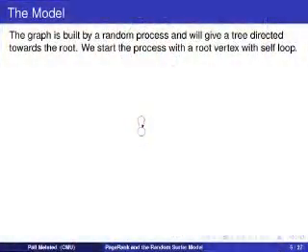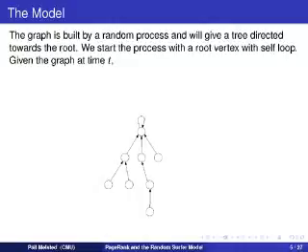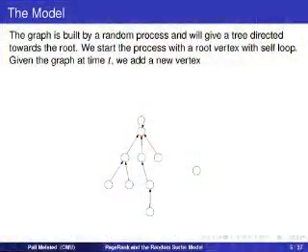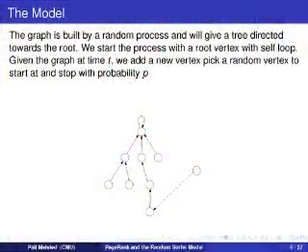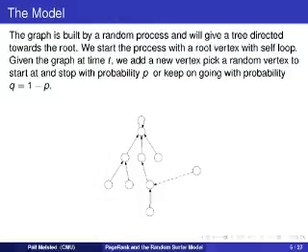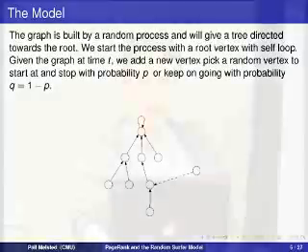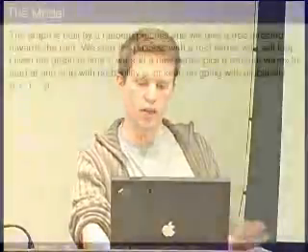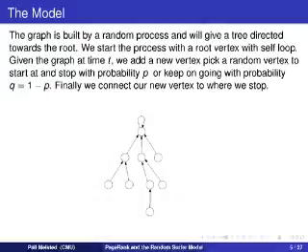The generative model starts with the root vertex. This is the first vertex of the graph. And we have a self loop there, which is a technical thing. I'll get to it at the end of the talk, whether we can remove the self loop. Anyway, given the current graph at time t, it looks like a directed tree where everything is directed towards the root. We add in a new vertex. It picks a random starting point. Let's say it picks the bottom vertex. We'll stop there with probability p. We'll keep on going with probability q, which is 1 minus p. Then say we take a random walk of length 2, and then suddenly we decide to stop, and that's our new graph. We just repeat this over and over again and see what happens.